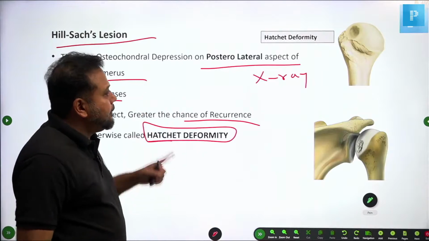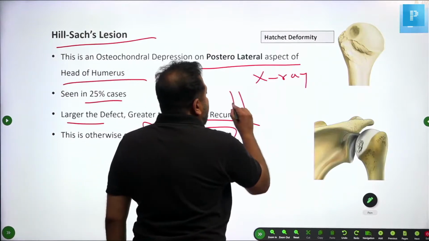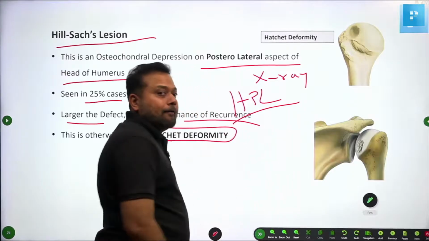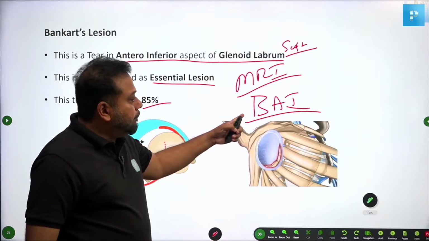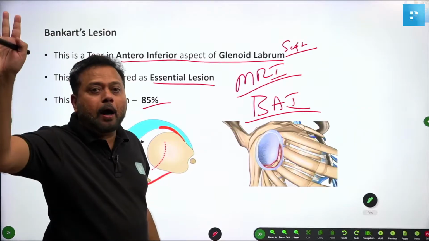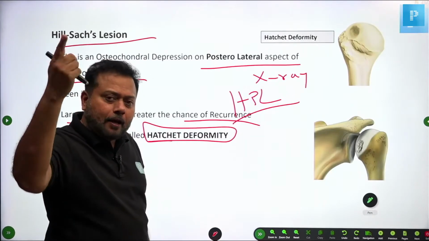The mnemonic which I use in our main video is HPL. This is a computer company, no? Hewlett-Packard Limited. Like that: Hill-Sachs posterolateral, Bankhart's antero-inferior. So by HPL, these two mnemonics, don't forget, whichever way they ask, we can answer.